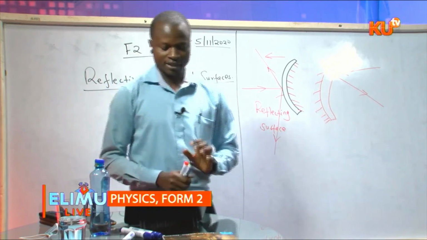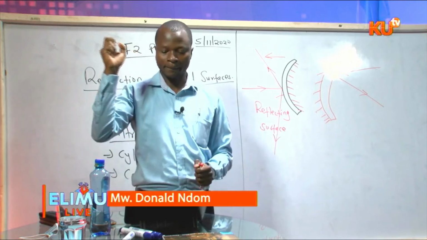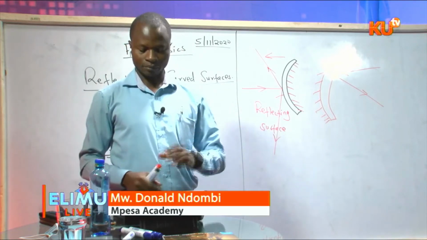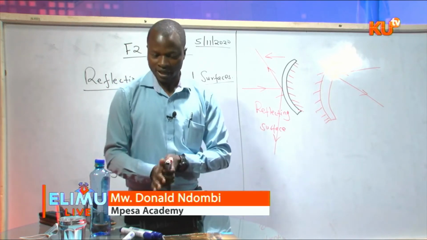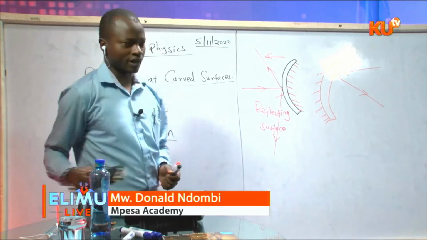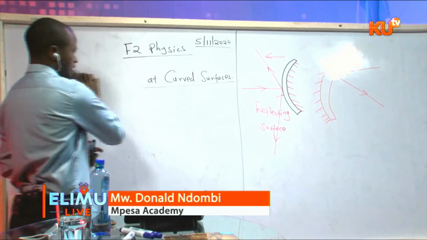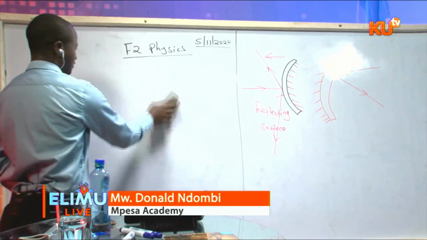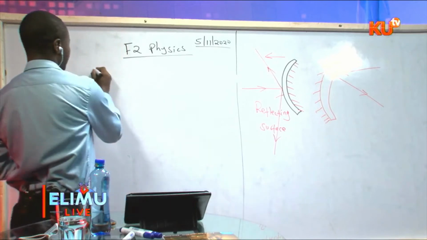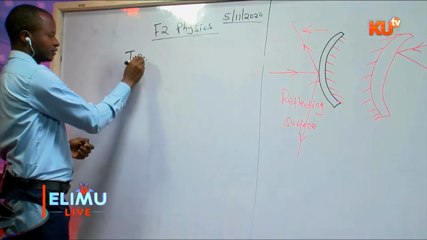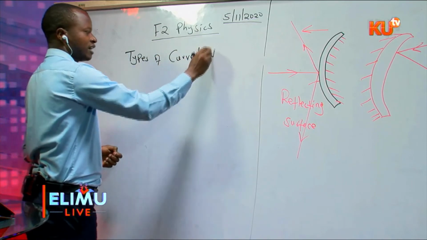Now these curved mirrors, we have said they can either be formed by applying silvery paint or by polishing. That's two ways of making curved mirrors. Now there are two main types of curved mirrors. The next question we want to ask ourselves is, how many types of curved mirrors do we have? So you write: types of curved mirrors.